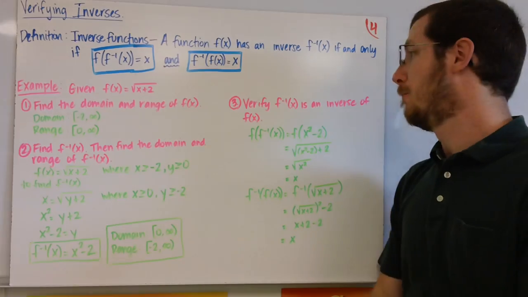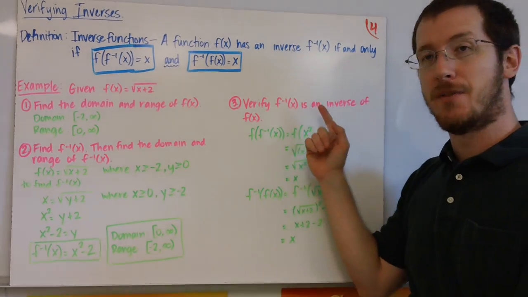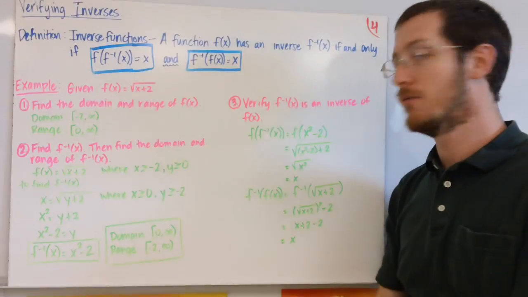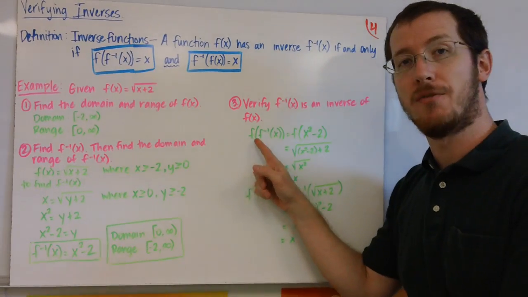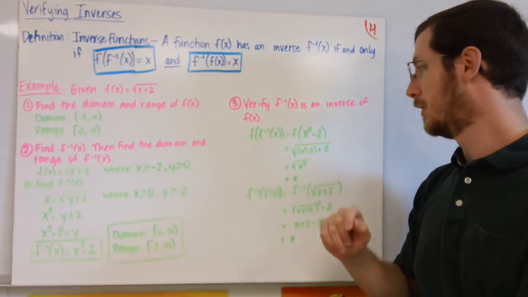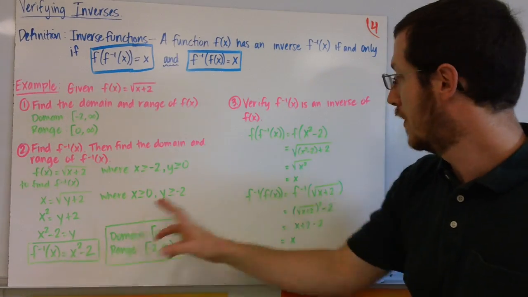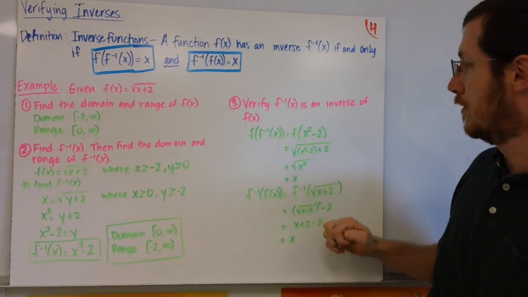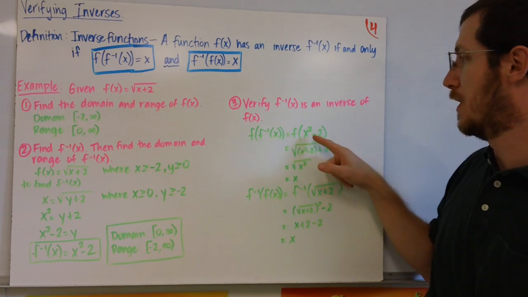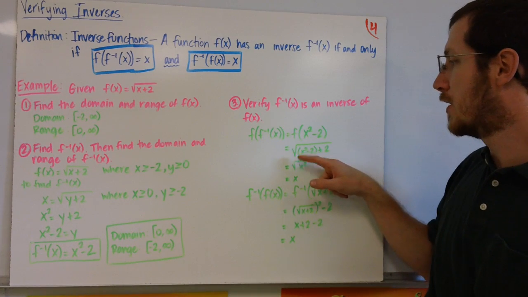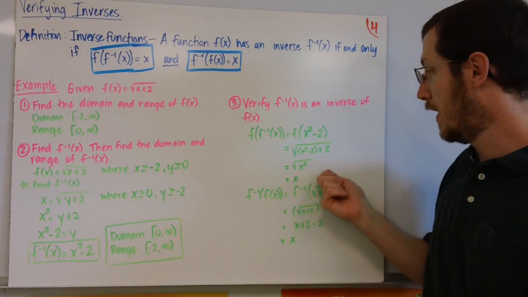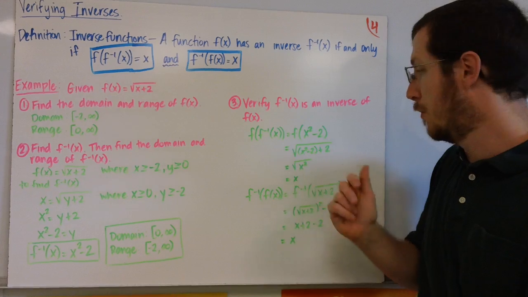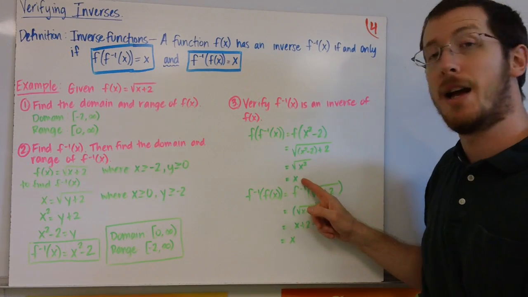Now, the verify part. If we want to verify this function is an inverse of our original, we want to take the composition f of the inverse of f. So let's take our inverse function and put it into our original. In this case, we get the square root of x squared minus 2 plus 2. Simplify. Negative 2 and 2 is a 0 pair. Square root of x squared is x. So step 1, done.